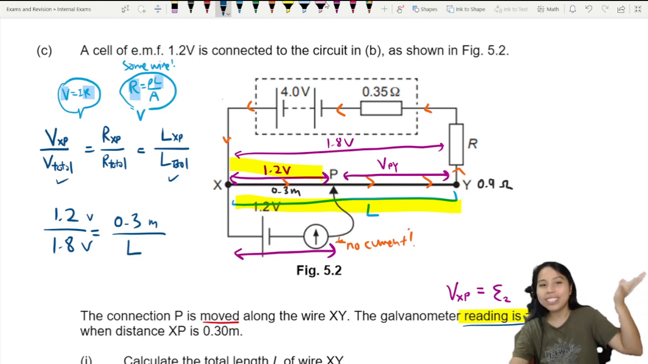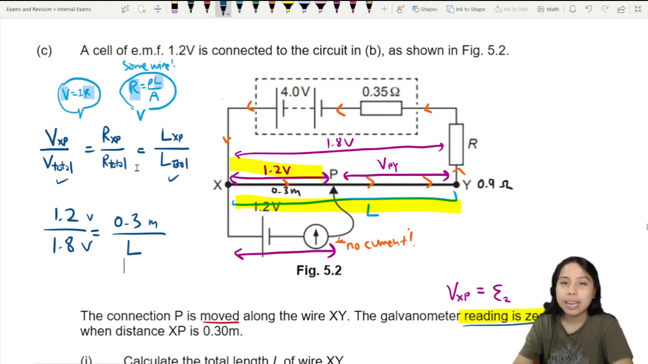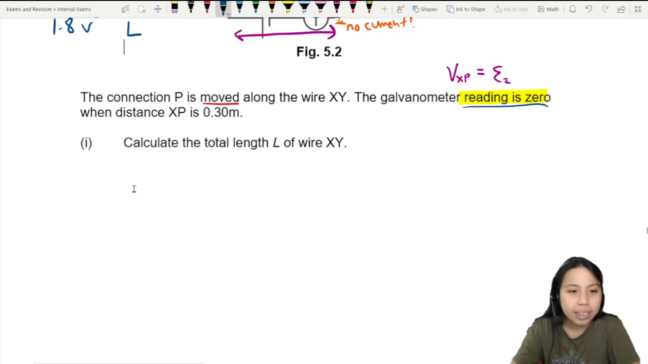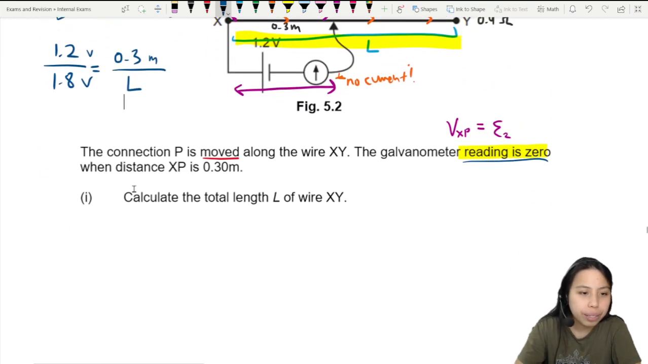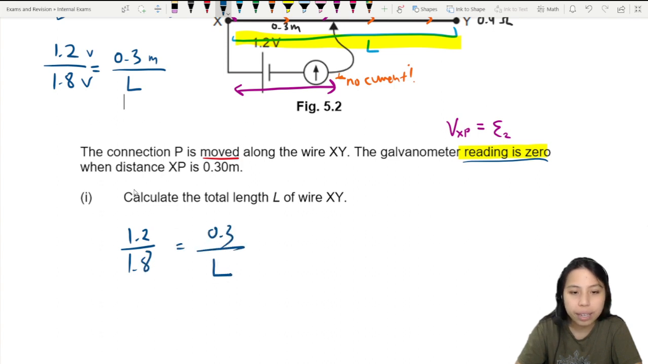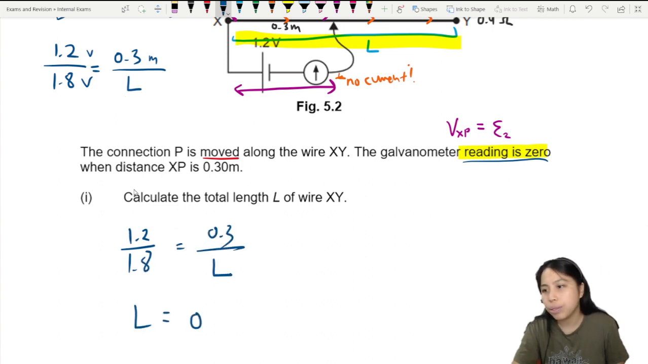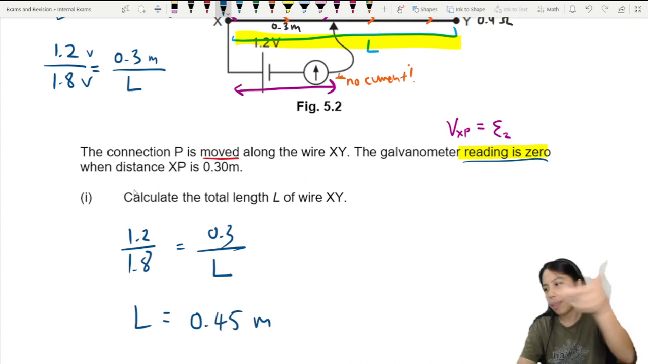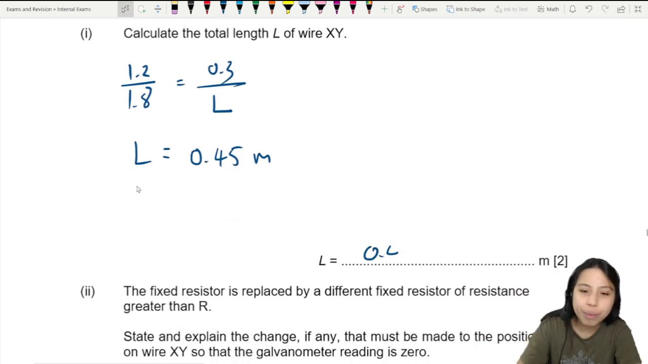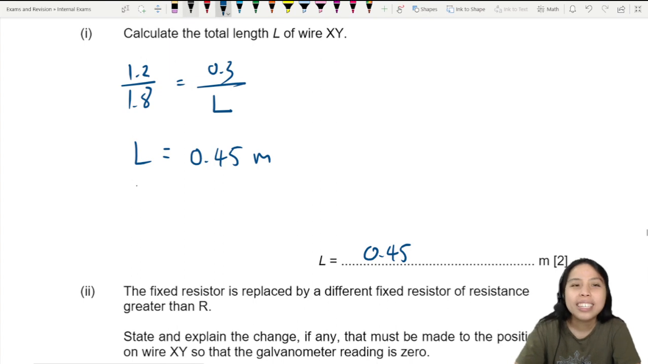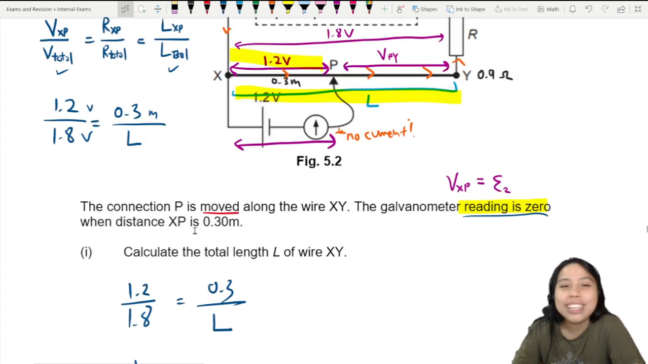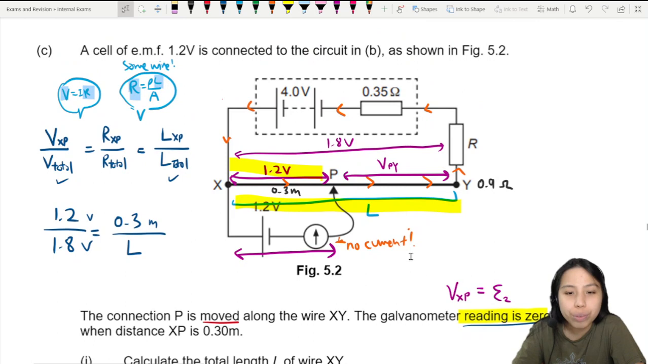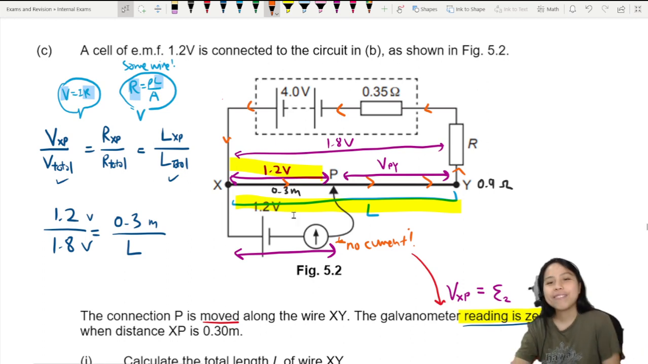Okay, so we got our ratio. Just need to know how to set it up like this. Different segments, okay? Alright, so let's put the ratio down here. 1.2 over 1.8 equals 0.3 over L. So L, you should get about 0.45. Let's write it down. Okay, 0.45. So ratio is your best friend, even for scary looking circuits. Just remember there is no current. It's a very important key of galvanometer readings here.